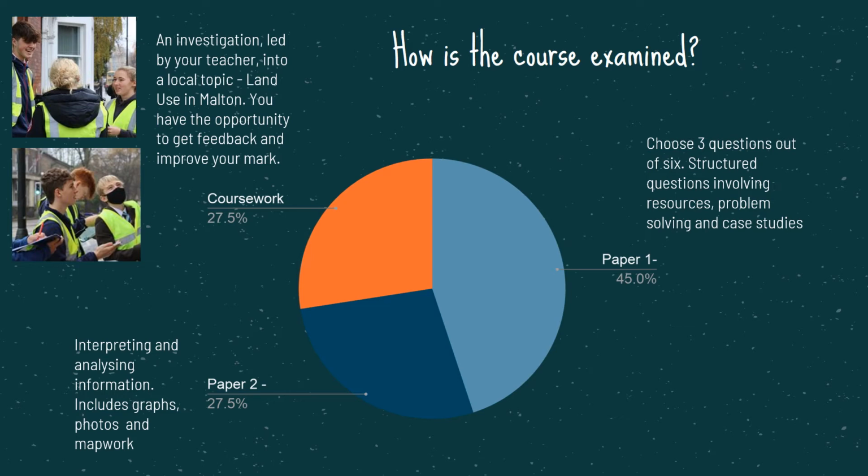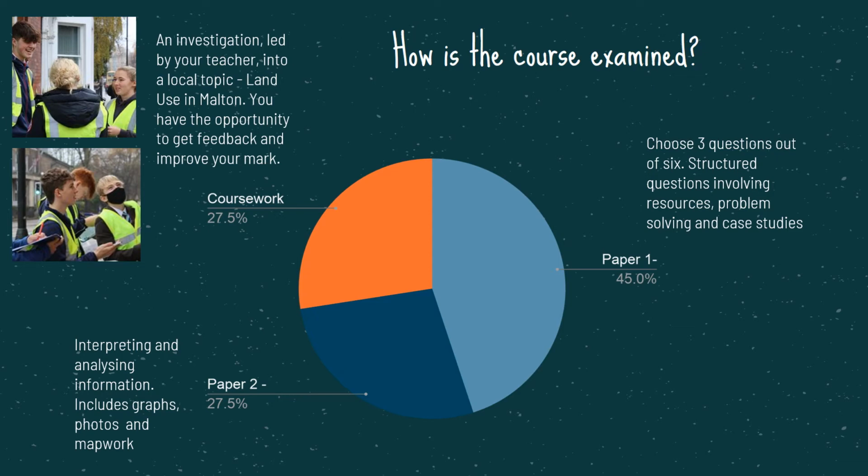The piece of assessment that sets geography apart from many other studies at GCSE though is the coursework element. You'll see from the orange section on the pie chart that this is quite a substantial component at GCSE, 27.5%. We carry out an investigation to produce a project.